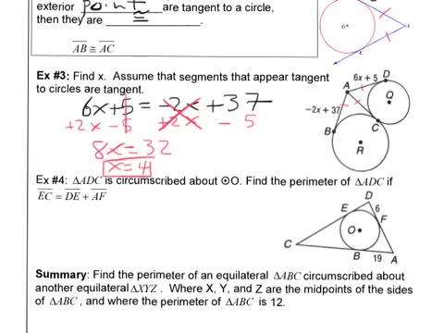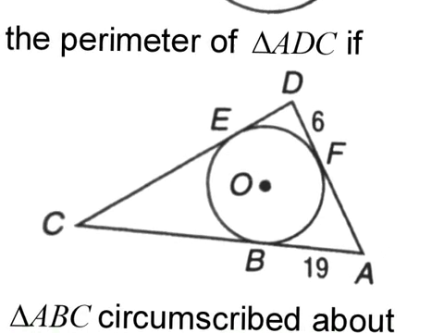Okay, couple of things that we need to jot down here. If all these lines are tangent, then we know a couple of things. We know that DE and DF have to be the same because they're just lines that are tangent to circle O and meet up at D. AF and AB have to be the same because they are just lines that are tangent to circle O but meet up at A. And finally, EC and BC have to be the same because they are lines that are tangent to circle O and meet up at point C. So, that's some important information.